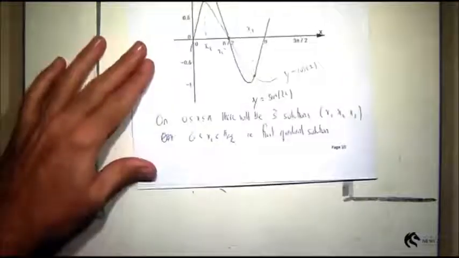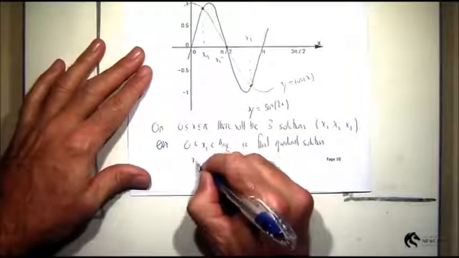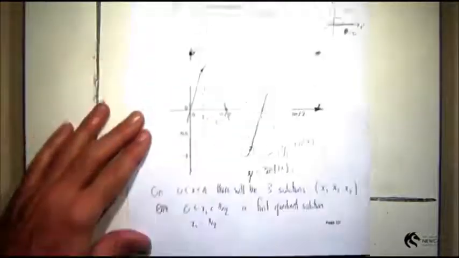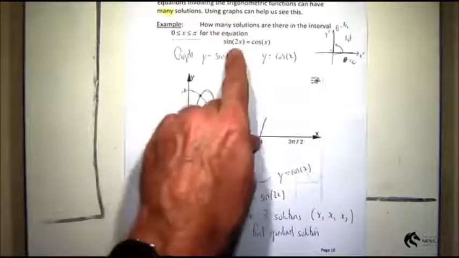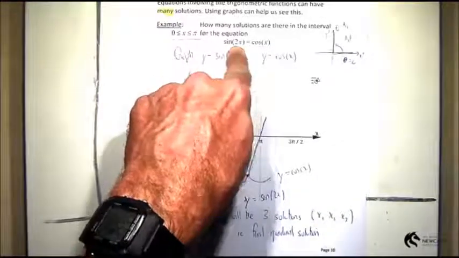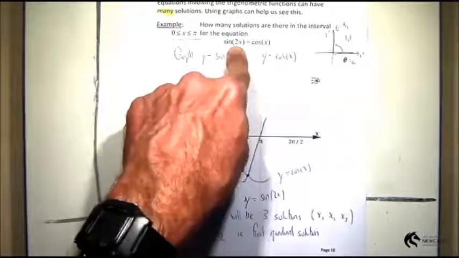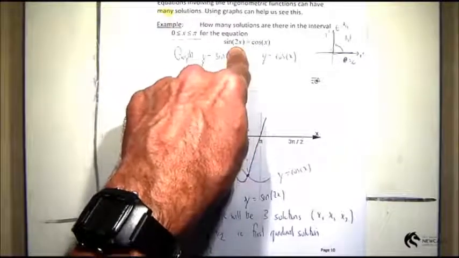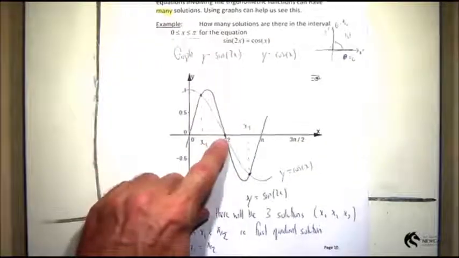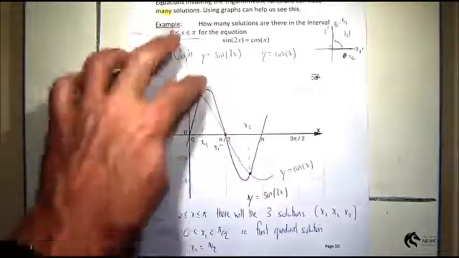Anyway, the second solution we think is pi on 2. Is it? Well, let's go back and check. What's 2 times pi on 2? It's pi. What's the sine of pi? If you do it on your calculator or look it up anywhere, it's 0. So the left-hand side is 0. What's the cos of pi on 2? Also 0. So pi on 2 does satisfy that equation, so it's a solution.